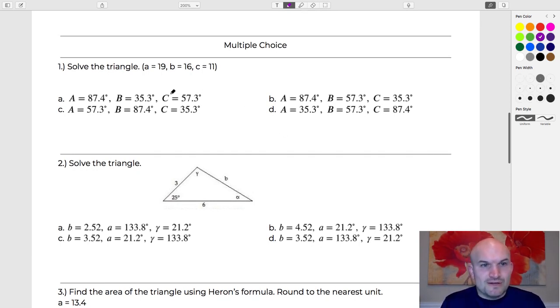All right, solve the triangle. Great. It's a side, side, side, so I know I'm going to want to use the law of cosines, and I'm going to want to find the largest angle, so that's going to be angle A, right, because that's going to be opposite of the largest side. The largest angle will be opposite of the largest side.